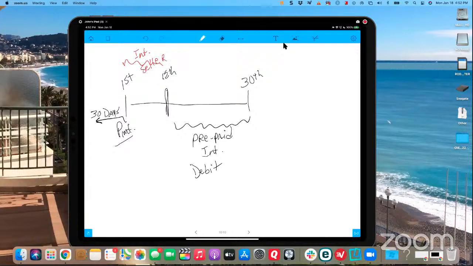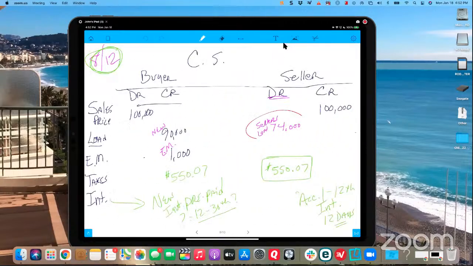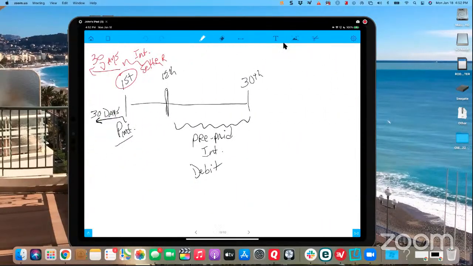Remember, when the seller made their payment on the 1st, they were paying for the previous 30 days. So even though their loan balance says $74,000, they have 12 days of interest that they're going to need to pay for. So we'll need to know what the interest rate is and all of that, and I'll work that for you.